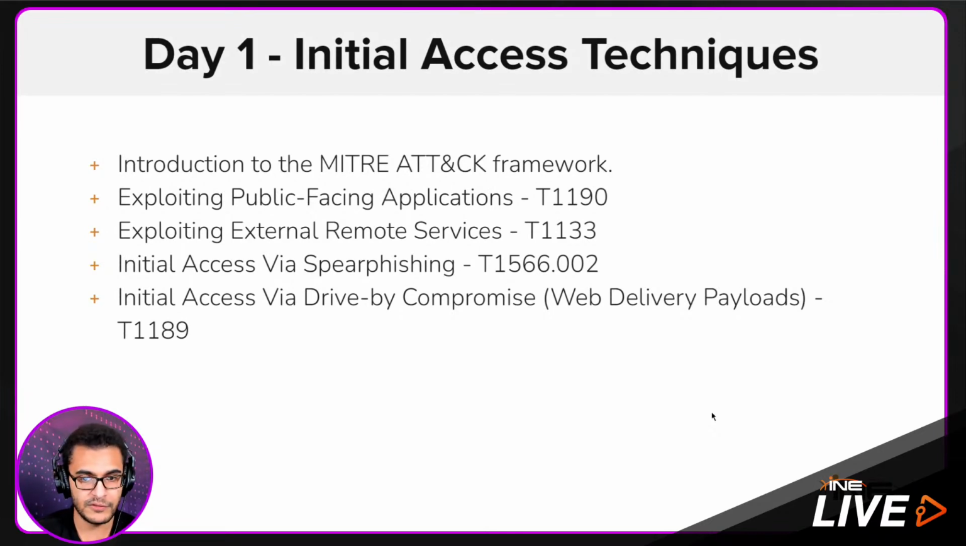We'll be talking about services like SMB, not really focused on CVEs, but more so inherent misconfigurations that can be exploited within services like SMB, FTP, SSH, etc. And then, of course, we're going to be exploring a sub-technique that is becoming increasingly popular with APT groups, and has been for a long time. And that, of course, is initial access via spear phishing.